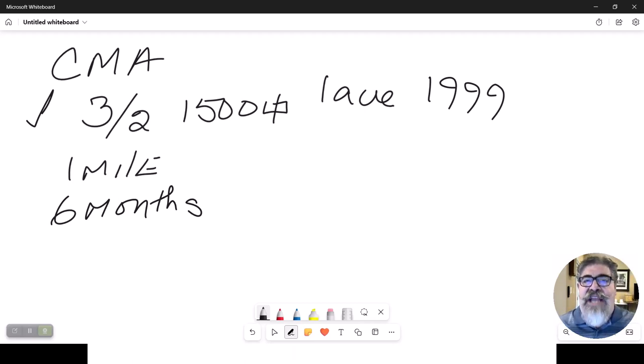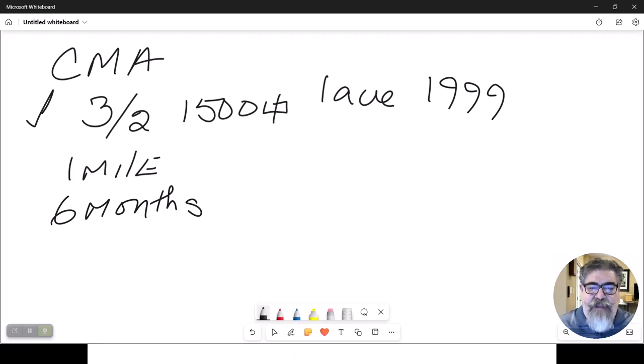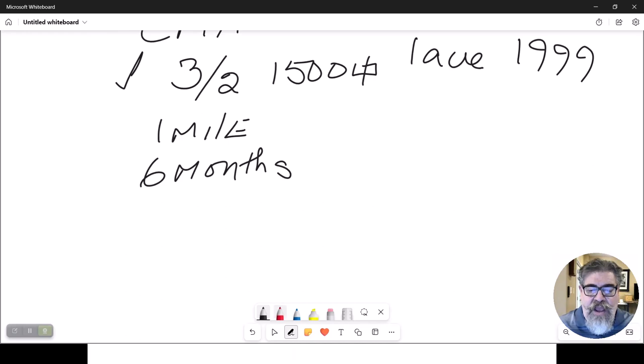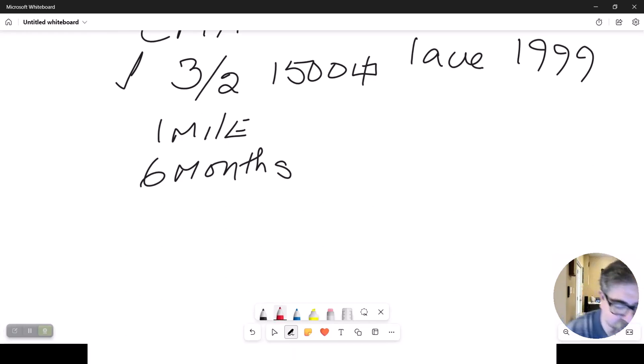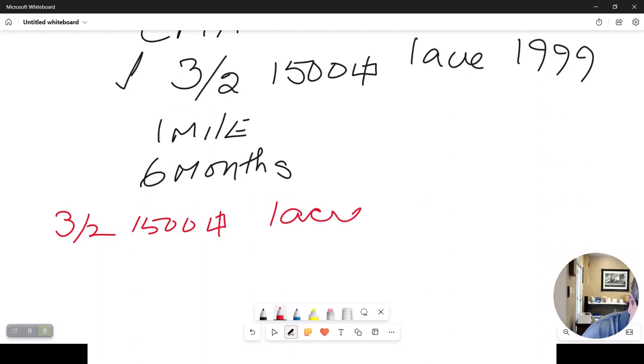You may have to change the distance. You may have to change the time frame. But what you are hoping for is that you find a house that was a three-bedroom, two-bath, 1,500 square feet, sitting on 1 acre of land, built in 1999, that sold for $150,000.